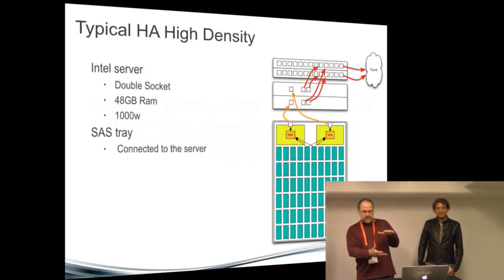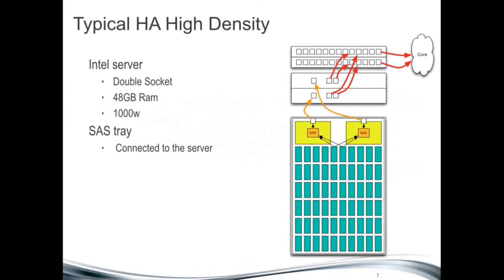And if you look at just the storage servers, the object server itself, it typically has a tray with 60 or 70 or 90 disk drives, a couple of SAS switches, and that goes up to two servers. Those two servers go up to the top of the rack switch. And the Intel server is typically two sockets, typically 48 gigabytes of RAM, about 1,000 watts.